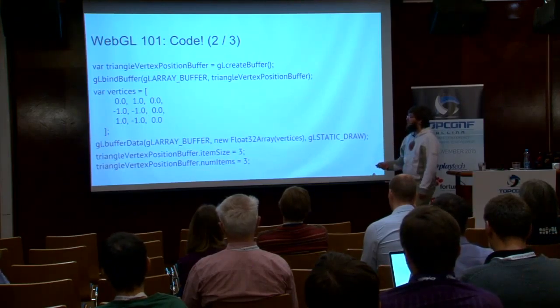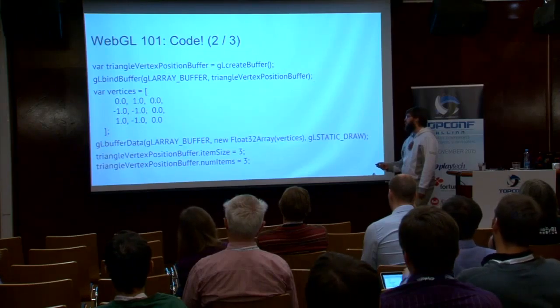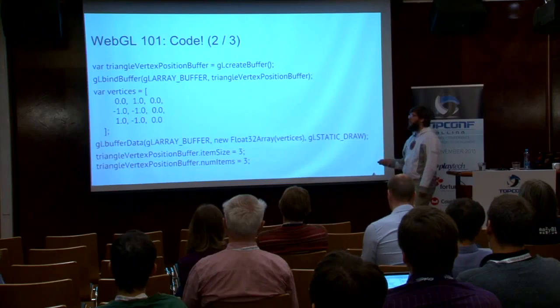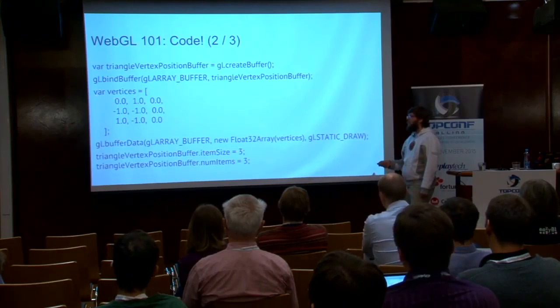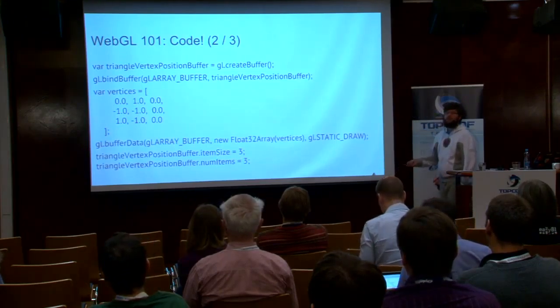So we have an array buffer, and it's going to be a float 32 array of the vertices, and it's going to be static draw, which means the content will not change, so don't worry about it. And then we say, okay, each item has 3 components, 1, 2, 3, and we have 3 of them, 1, 2, 3. Right. And we have nothing on screen with this code.